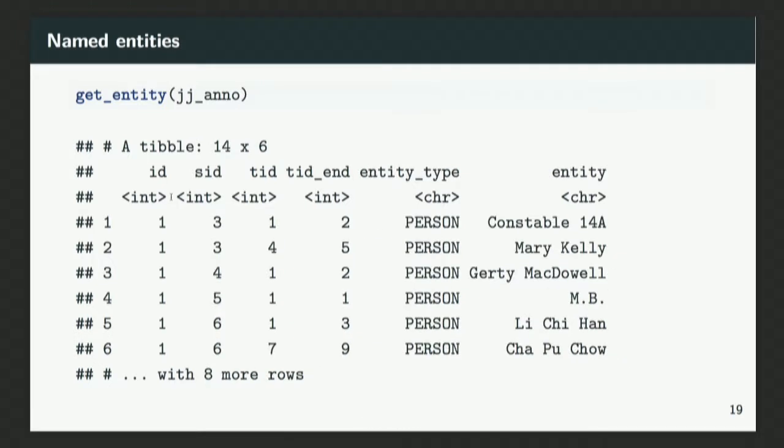Then there's another table called the entity table. This describes named entities, which are, in this case, all people. They don't have to be people that might be known externally, but they're names of people. So Mary Kelly, Gertie McDonald, Constable 14A. In another text, they might be named locations like Australia or New York City, or a work of art like the Mona Lisa. The named entities table captures these, and it's a different table because, unlike the other two, it's an arbitrary collection of tokens. So it needs its own table. It's a different object of study.